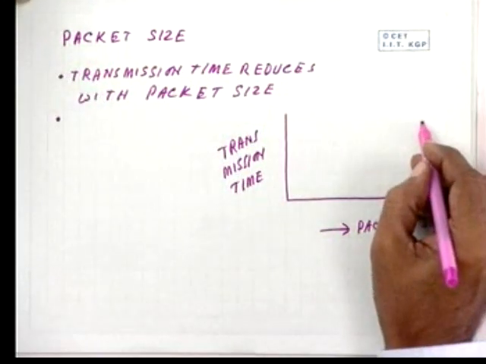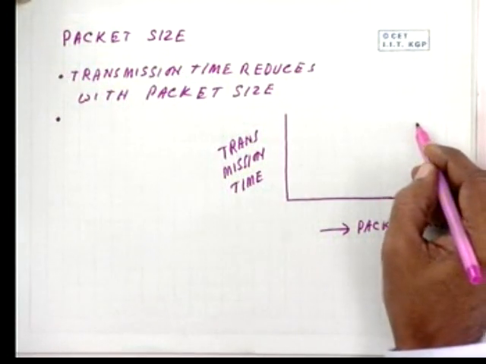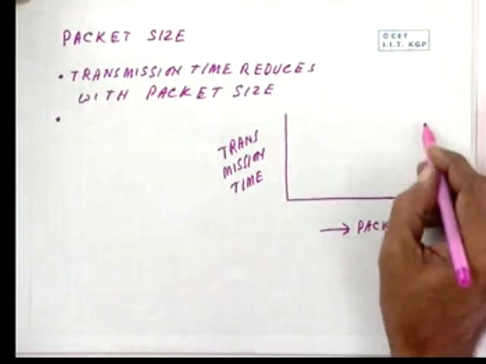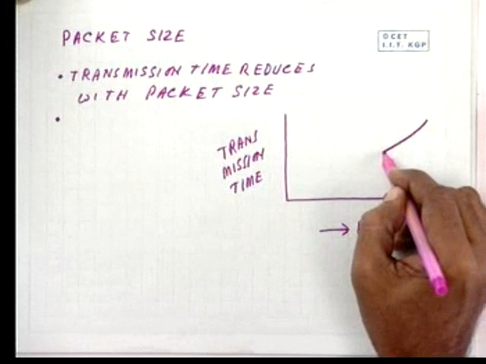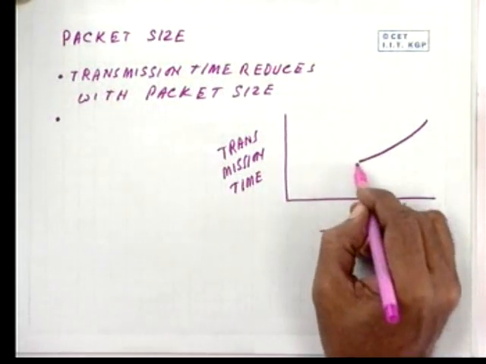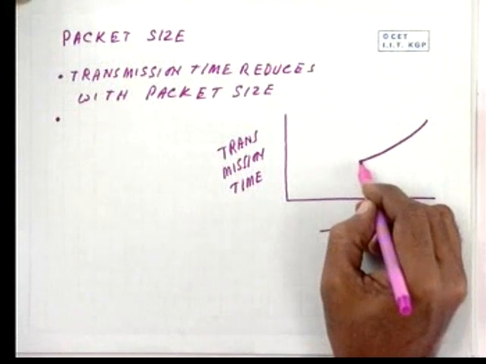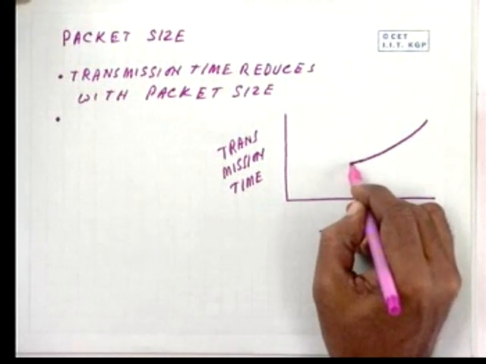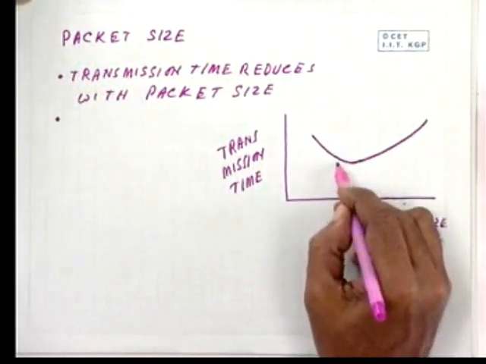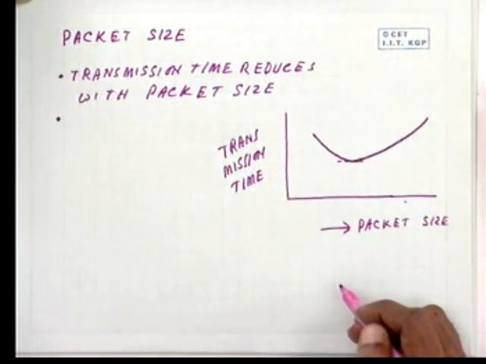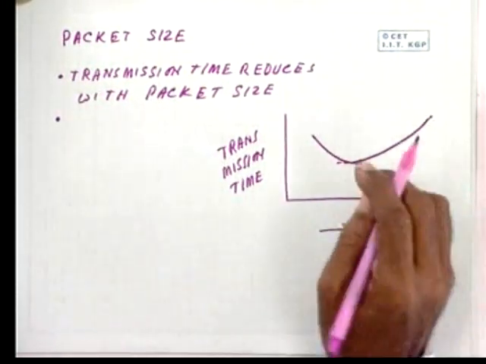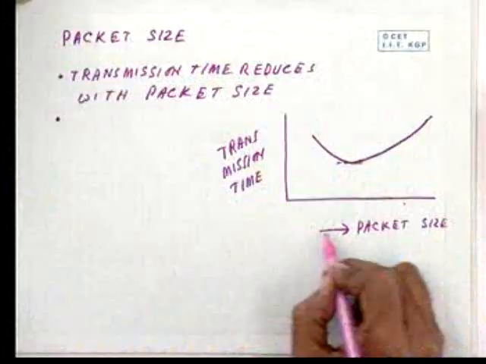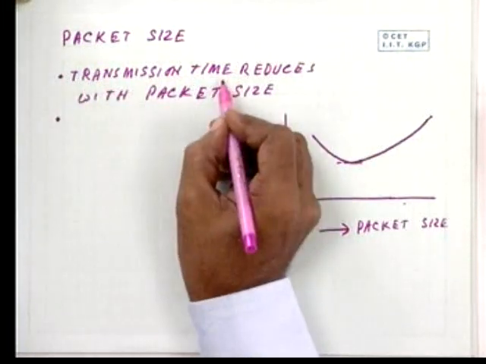So when the packet size is large, transmission time is more. As you reduce the packet size, then transmission time reduces. But up to some limit, when the size of the packet, the payload part, becomes comparable with the control part, then the transmission time will again increase. So there is some kind of minimum here. So you have to choose the packet size, or the maximum packet size, judiciously, so that you can transfer efficiently. That means the transmission time is small.